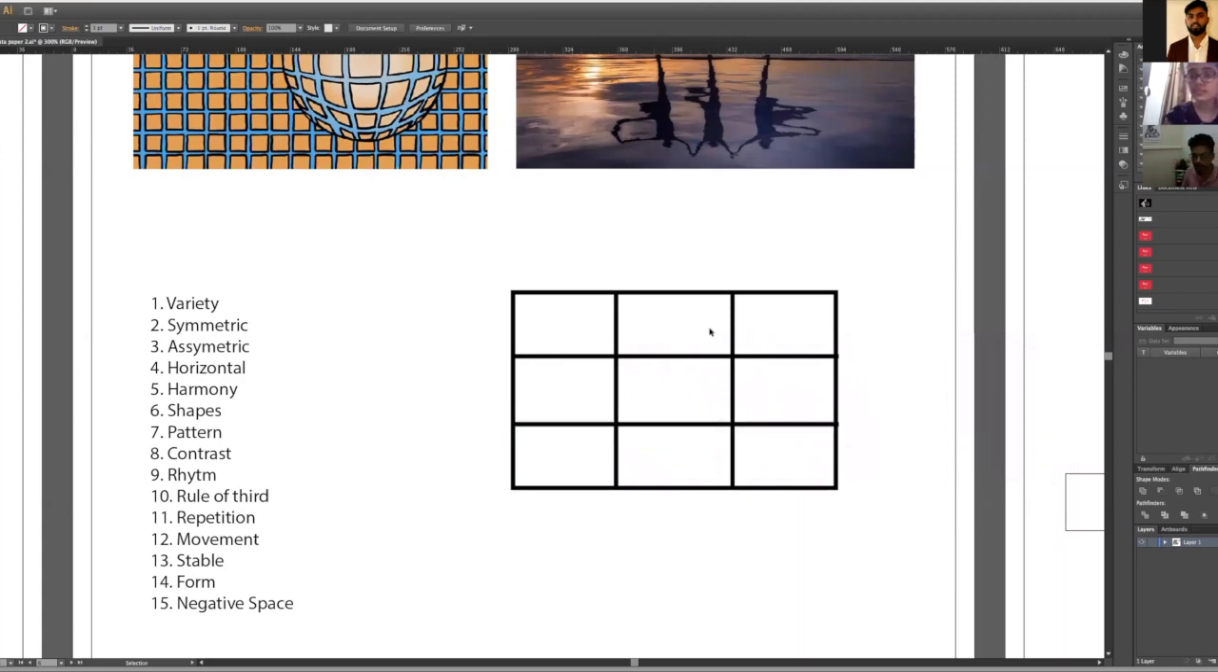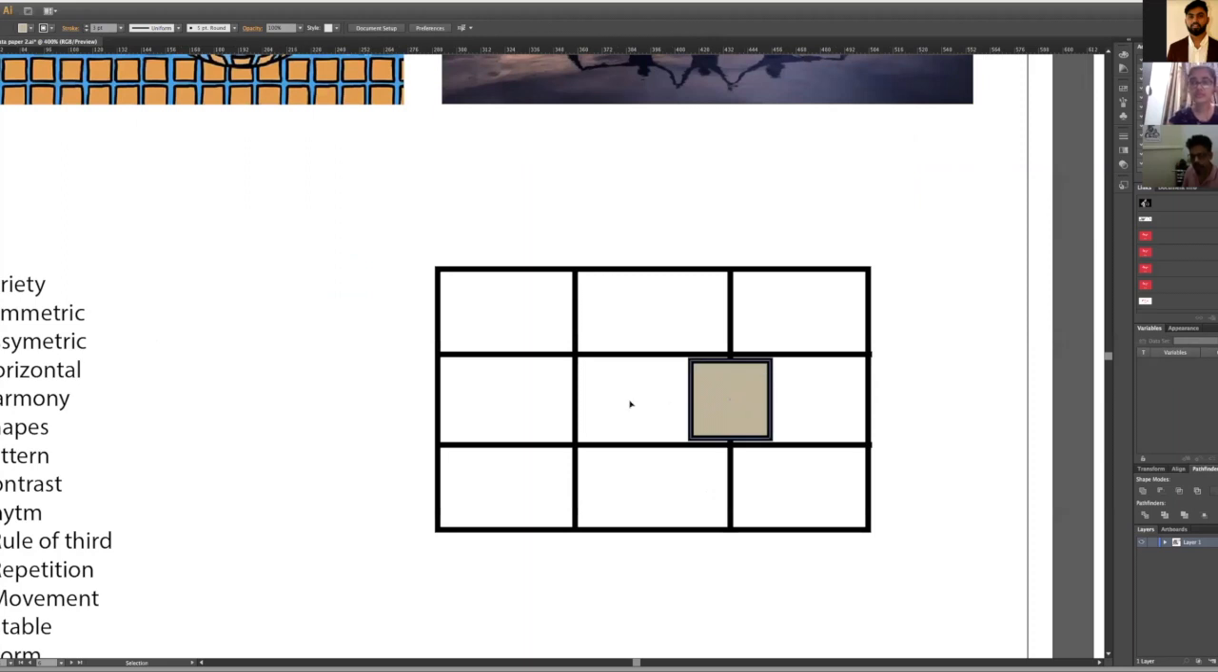Now whatever you place on the screen over here, if this is a landscape, this is called a landscape canvas. You place things here or you place things here, either side. So this is called rule of third. Like you are placing things in 1/3 of that screen.